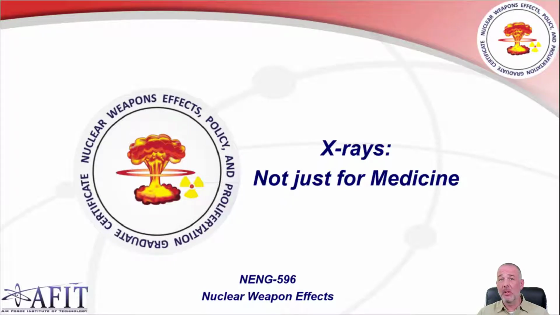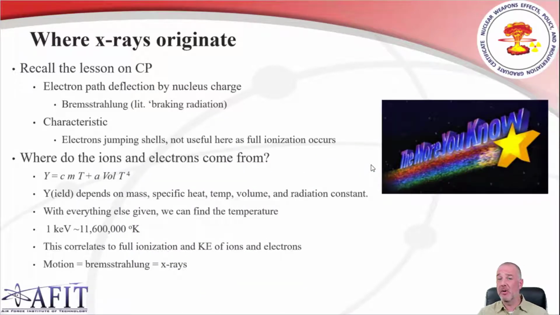So in this lesson, what we're going to look at is X-ray production as part of the nuclear detonation sequence. Now, if you'll remember back to the lesson on charged particles, if we have a light charged particle, like an electron, that's traveling through material and it gets close to a nucleus that has a lot of positive charge in it, that electron's path will be bent around that nucleus.